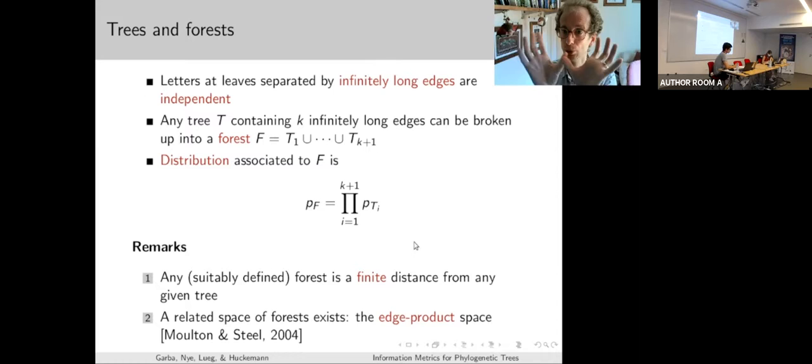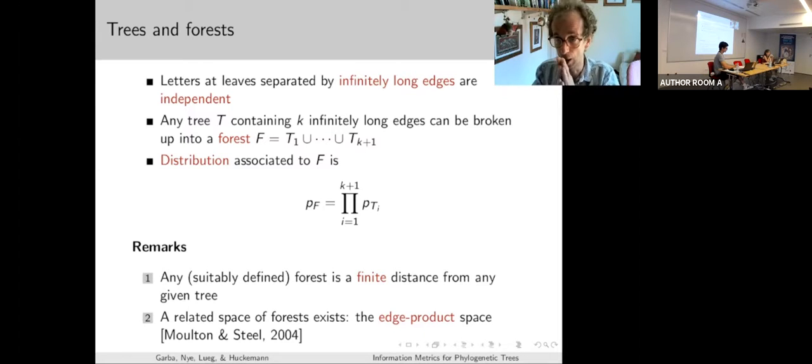Okay, so we think about long edge lengths tending to infinity in our trees. When we do that, if we have two leaves separated by an infinitely long edge, or a very long edge, in the limit, the letters at these leaves are independent from one another. So what we can then think of doing is, if we've got a tree T and it has infinitely long edges in it, we can think about removing those edges, so breaking the tree up into a forest. And then it's natural to associate a distribution with this forest, which is just the product of the distributions from the trees, because when edges are infinitely long, we have this independence between leaves separated by infinitely long edges. So that's why we start to think about forests.